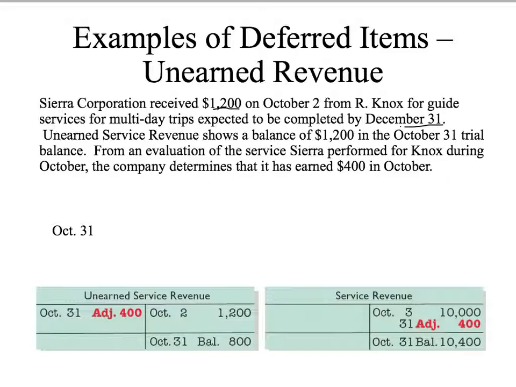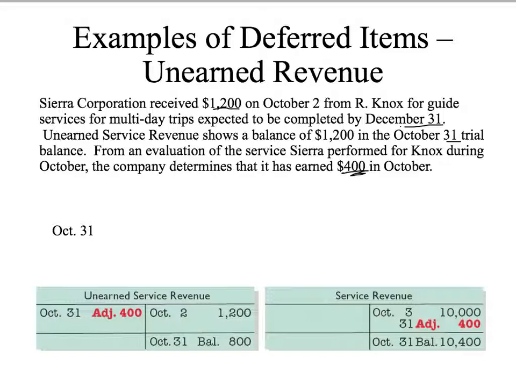So we received $1,200 on October 2nd for trips that are going to be completed December 31st. When we received the money, we debited cash and we credited unearned service revenue. The trial balance at the end of October 31st shows that we still have unearned revenue of $1,200. So we must make that adjustment. We have earned $400 of it, and therefore we no longer have a liability of $1,200, we have a liability of $800. And we must recognize revenue.